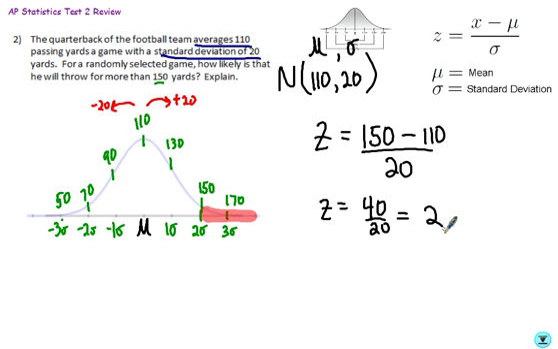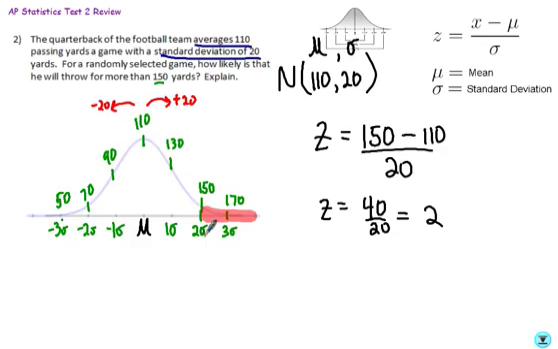And by the way, what the z-score is telling us is how many standard deviations away is the number we're looking for. Well, 150 is exactly 2 standard deviations out, so that's where that number 2 comes from. Now, what I want to do is say, what percentage of the graph does that represent? So that's where we have to go to a table.